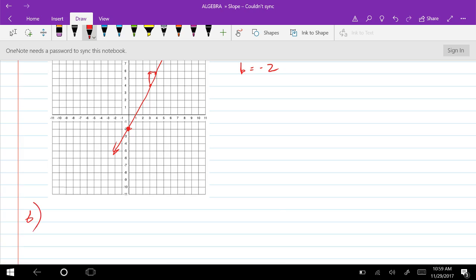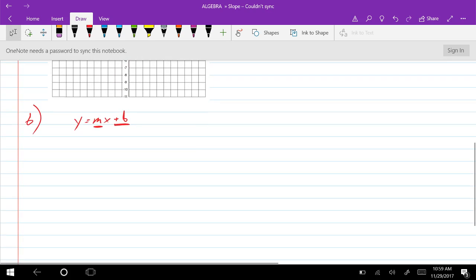Part B asks for the equation of the line passing through these points in slope-intercept form. So we're going to check the slope. If we need slope-intercept form, which is y equals mx plus b, we need to find the slope and the y-intercept. So (3, 4) and (5, 8). This is my x1 and my y1, x2 and y2.